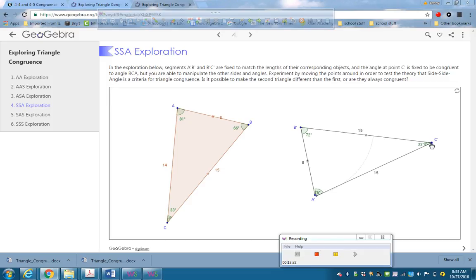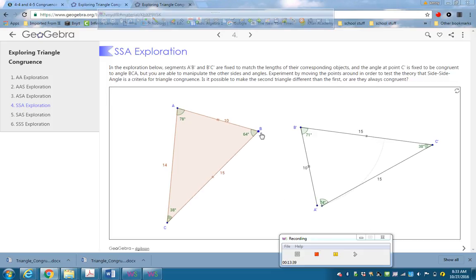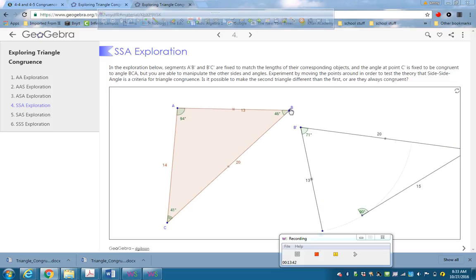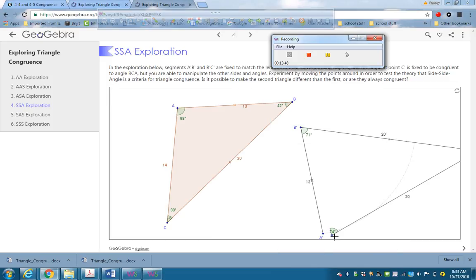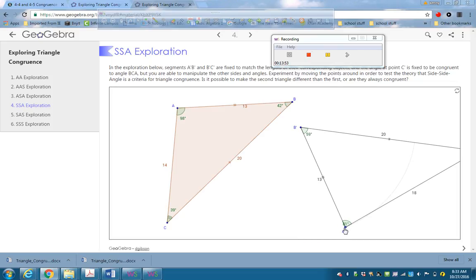I can move that. Let me try again. Move that. See, this side could go here, like this. These triangles look the same. 20, 13, 18, is that right? No, those triangles don't look the same. But I can make a triangle given those parts.